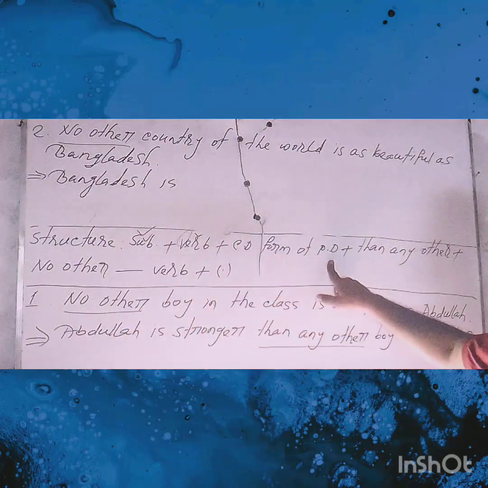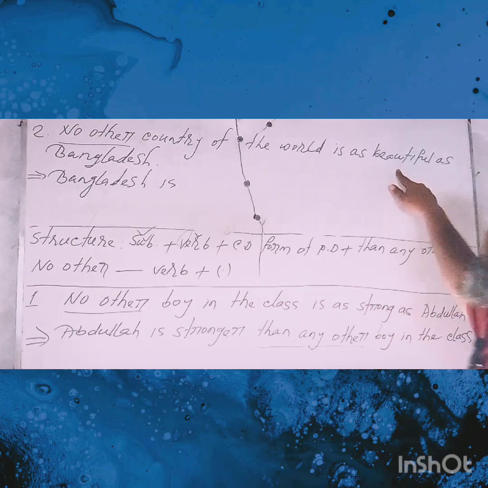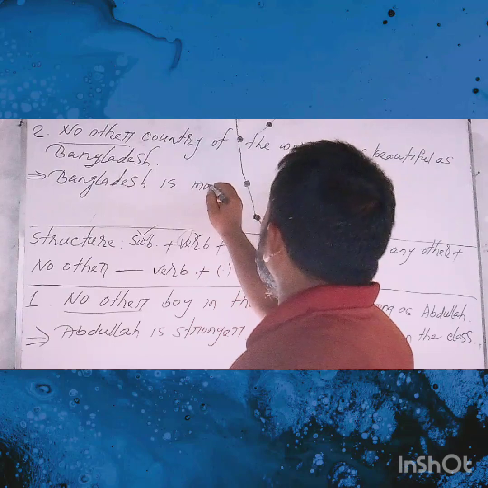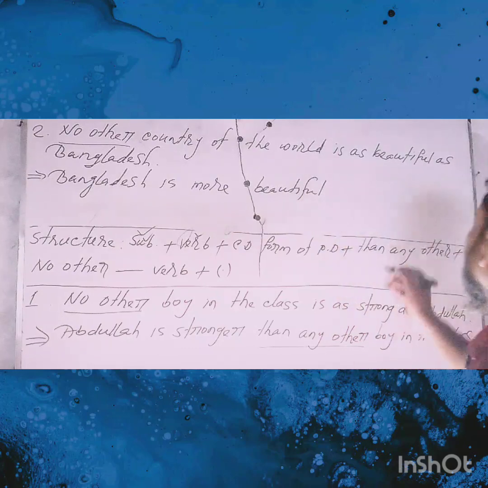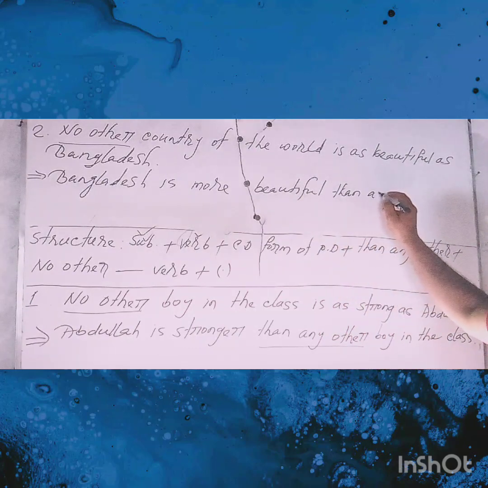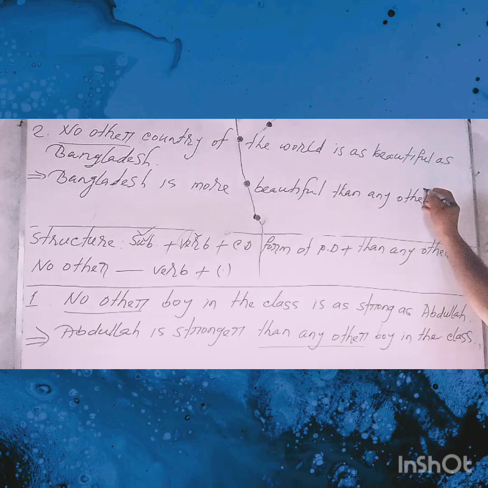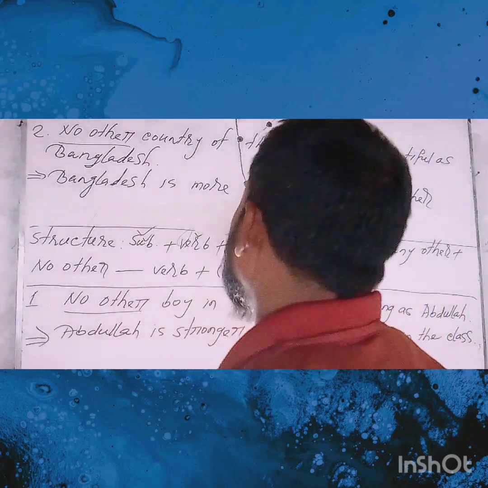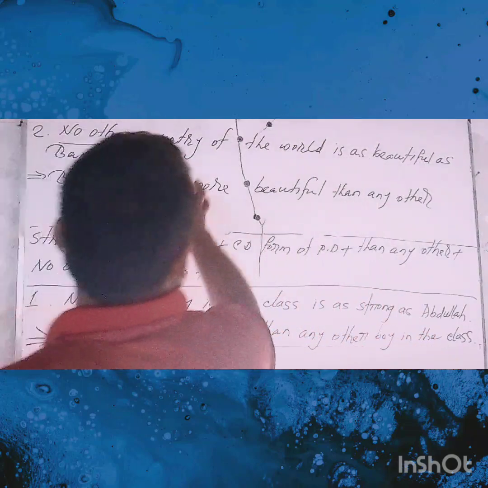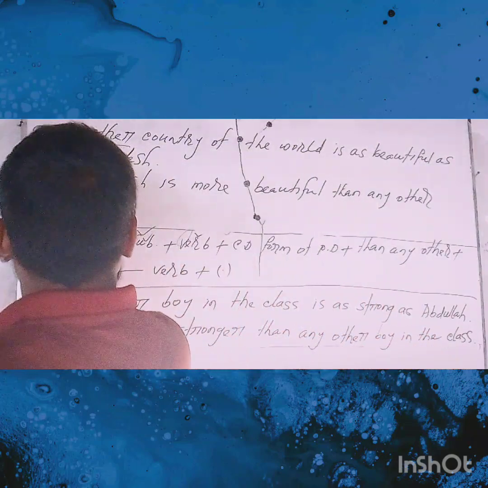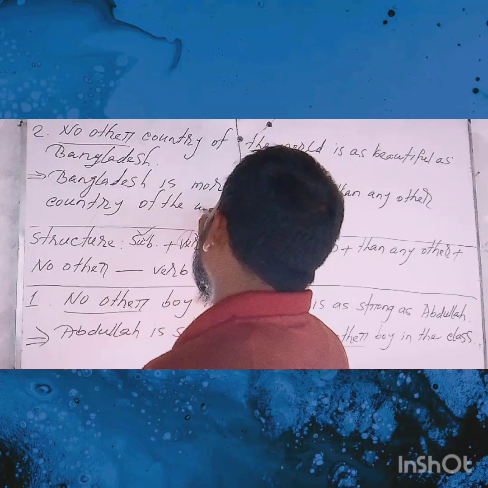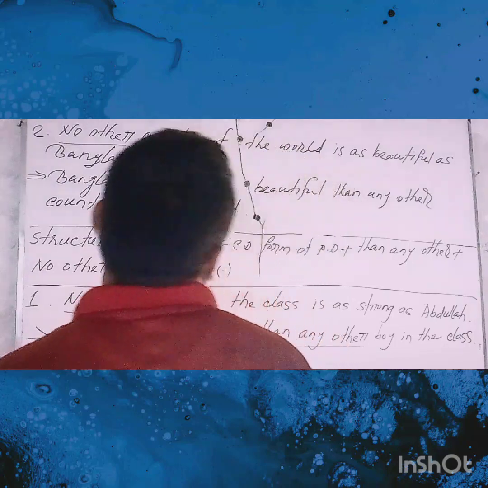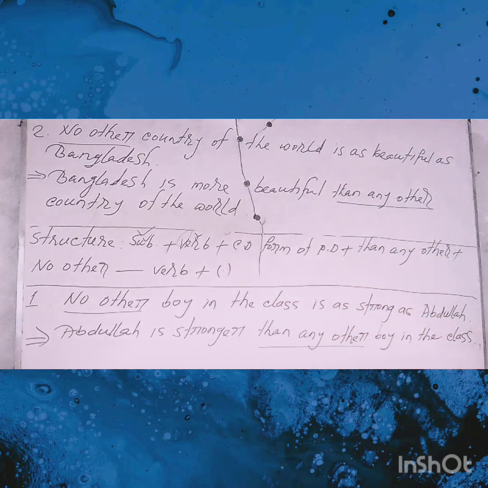Next is the CD form of Fide. Here, the Fide form is of course beautiful, and the CD form of beautiful is of course more beautiful. Then we will have to write down "than any other", and from "no other" to verb, the extra portion: "country of the world".